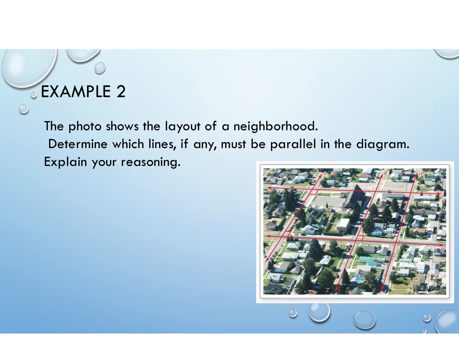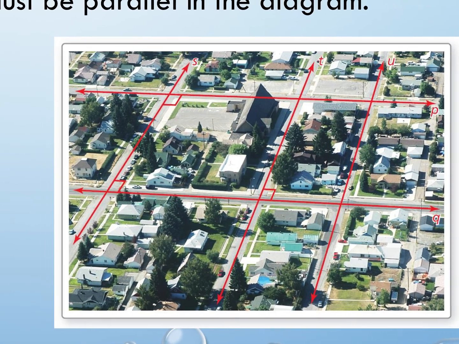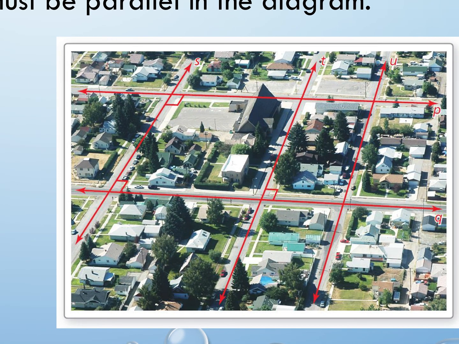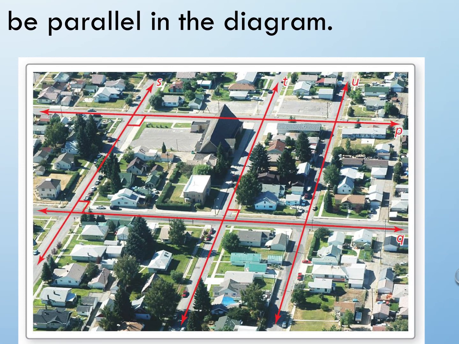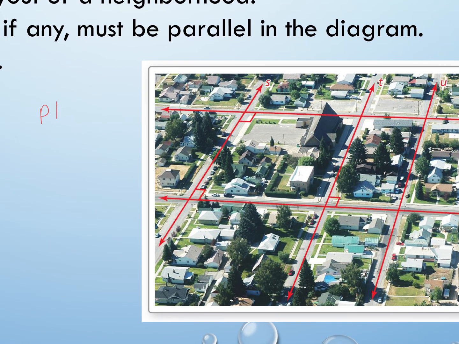Example 2. A photo shows the layout of a neighborhood. Determine which lines, if any, must be parallel in the diagram and explain your reasoning. You may want to zoom in so you can see it a little bit better. Does anyone think they know one pair of parallel lines in the diagram? Sophia? P and Q. Very good. P and Q is a pair of parallel lines. Why do P and Q need to be parallel?